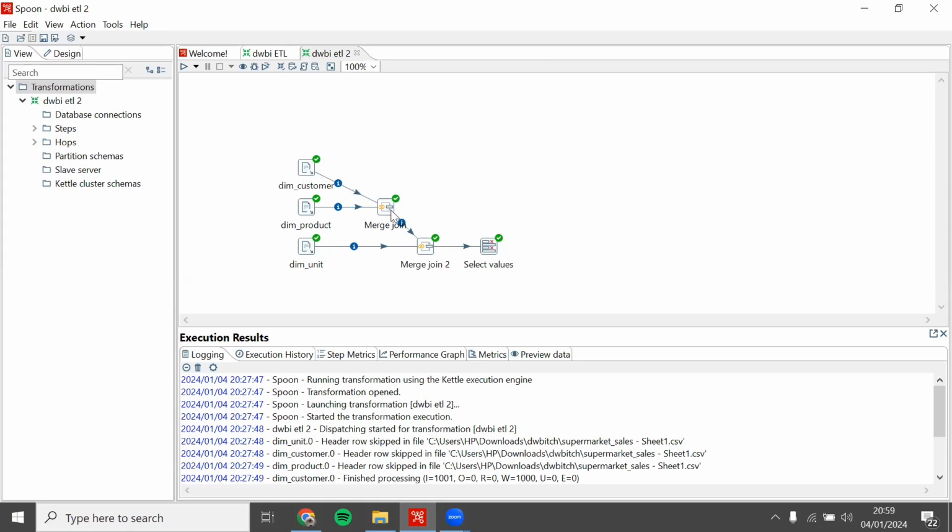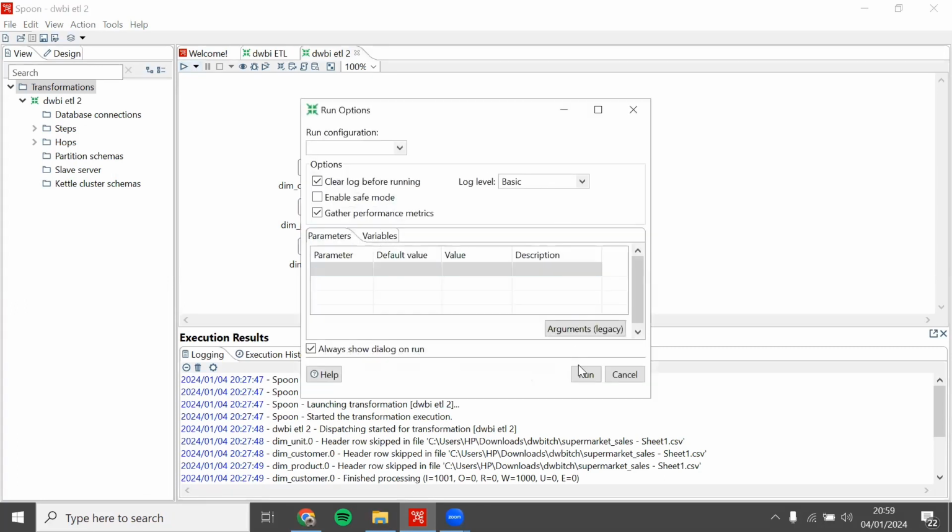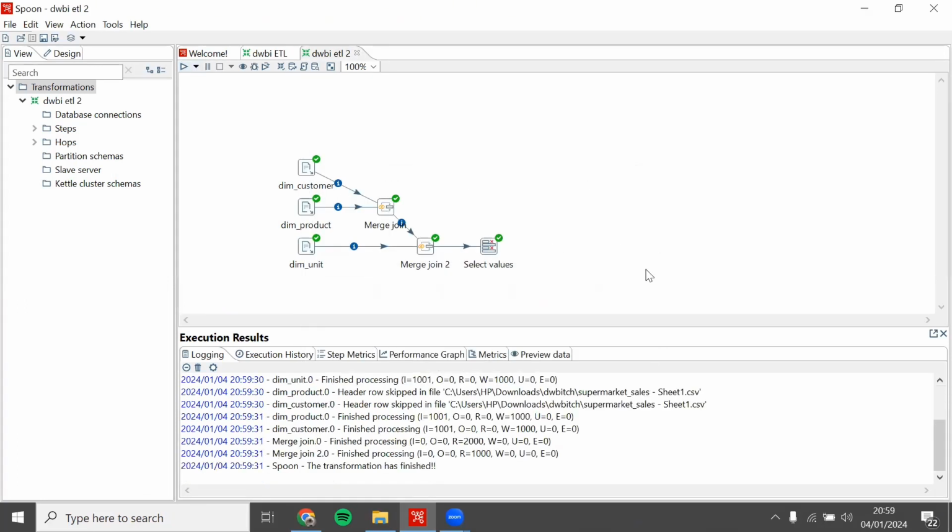The first one, we merge dim customer and dim product. And then the second one, we merge that with dimension unit. After that, we did a select values. And for the load, we loaded some of the code to MySQL. And from the Spoon here, as seen from the screen, everything succeeded. So yeah, the transformation has finished.